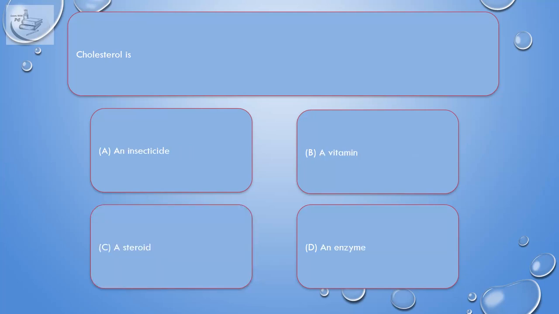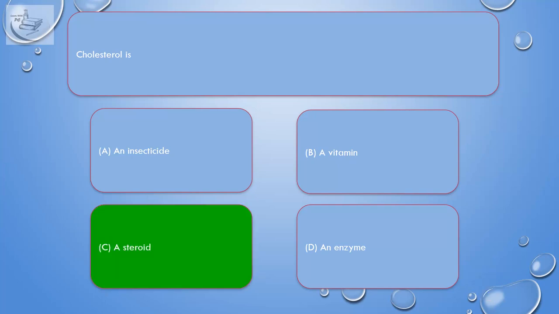Question: Cholesterol is A. An insecticide. B. A vitamin. C. A steroid. D. An enzyme. Correct answer is C. A steroid.